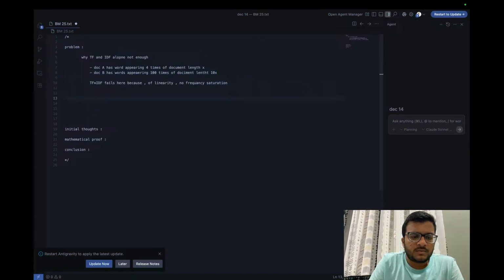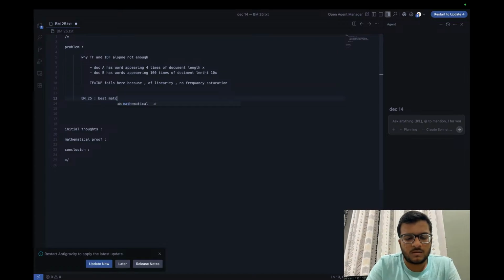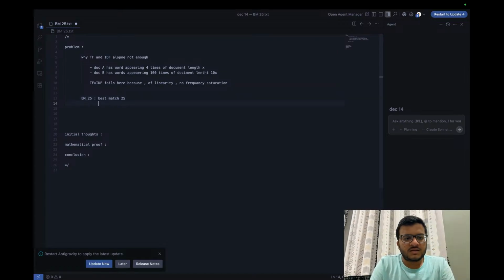So a new algorithm came, called BM25. Its full form is Best Match 25. What it does is, along with TF-IDF, this algo does two things.